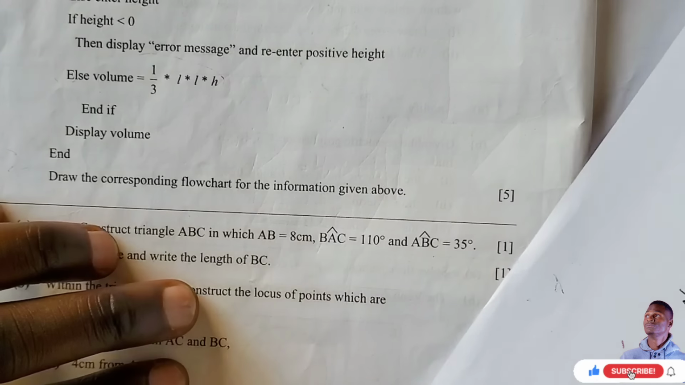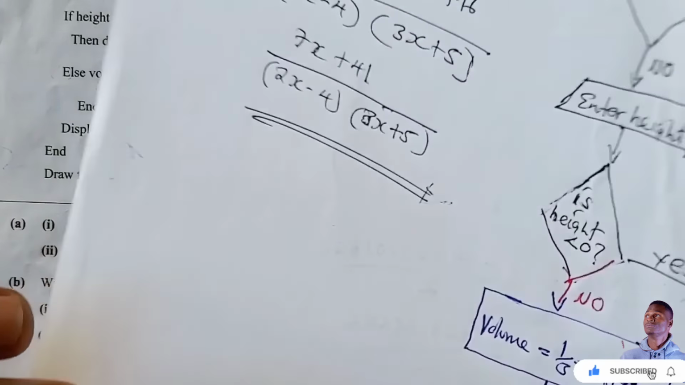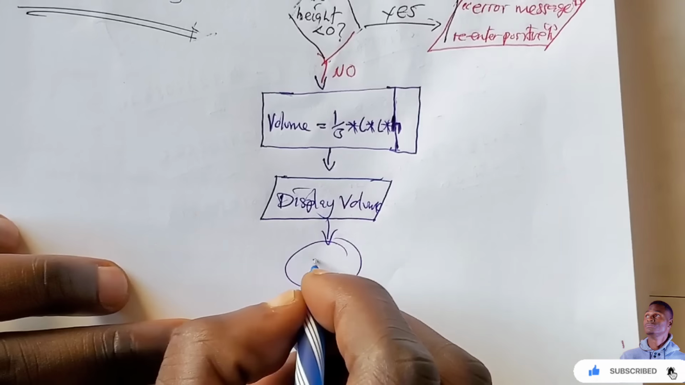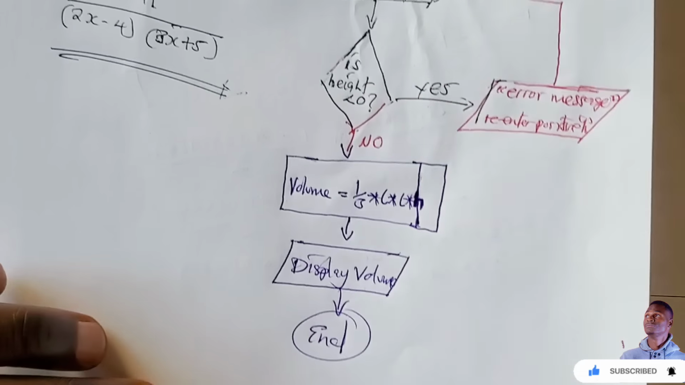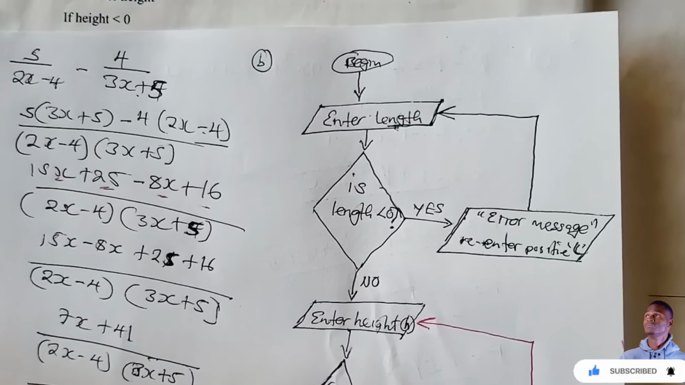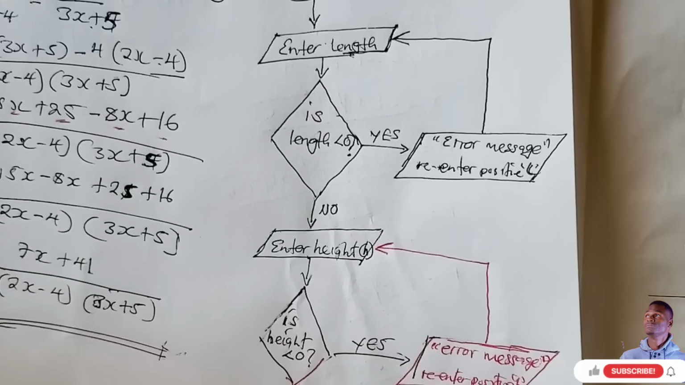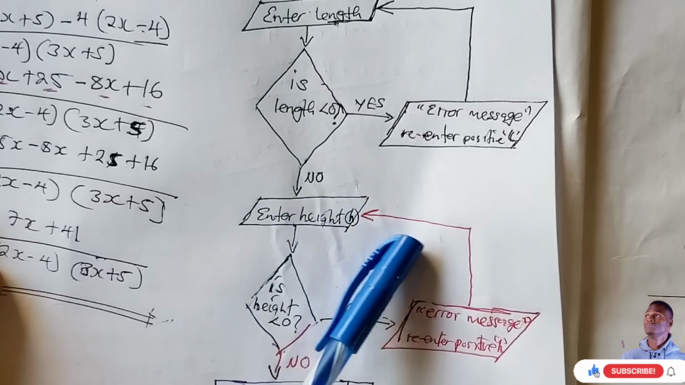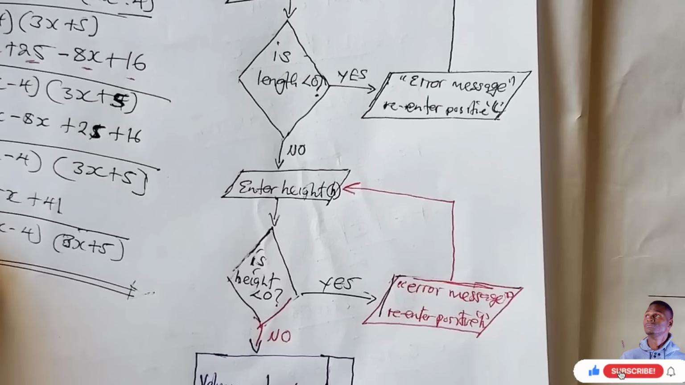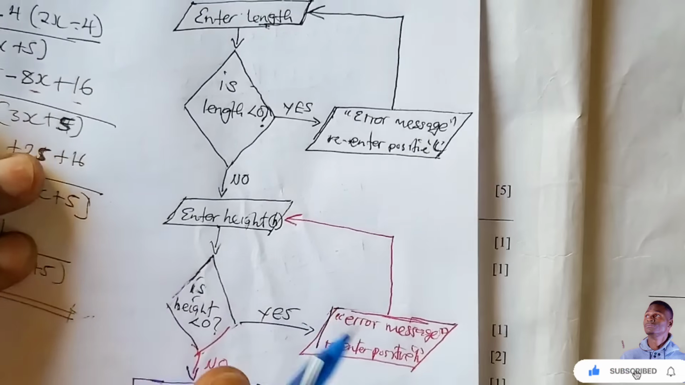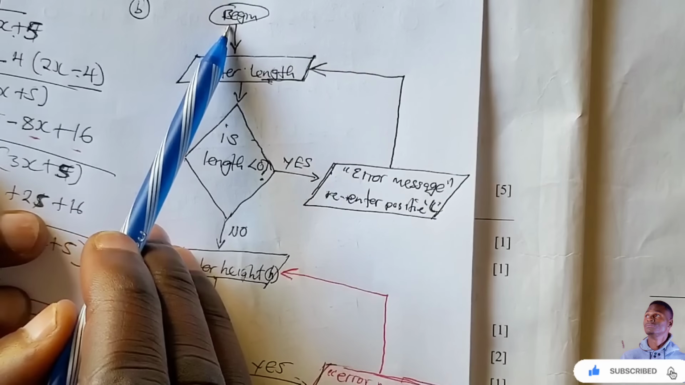Then what do you do at the end? Stop. Is it stop or end? End. Even here you can just write end. Okay, and this is your flow chart. So sometimes you may be given this flow chart and you need to write a program. Now the program will be like this. Let's start from here.